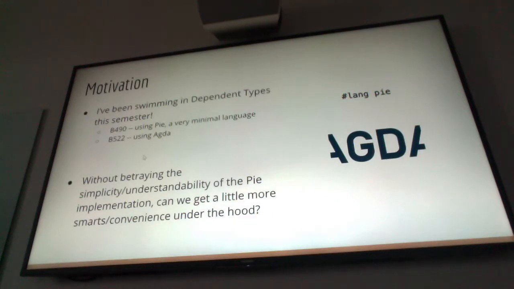My coursework has just been swimming in dependent types, using Pi in one class and Agda in another. There's a lot of things you can do in Agda that are really nice and really quick, but I would not understand the implementation looking at it. And Pi is a very pure, very elegant implementation of the type theory. But it would be nice to have a little bit more of a bell or whistle. So, without betraying that simplicity, can we get just a little more smartness?